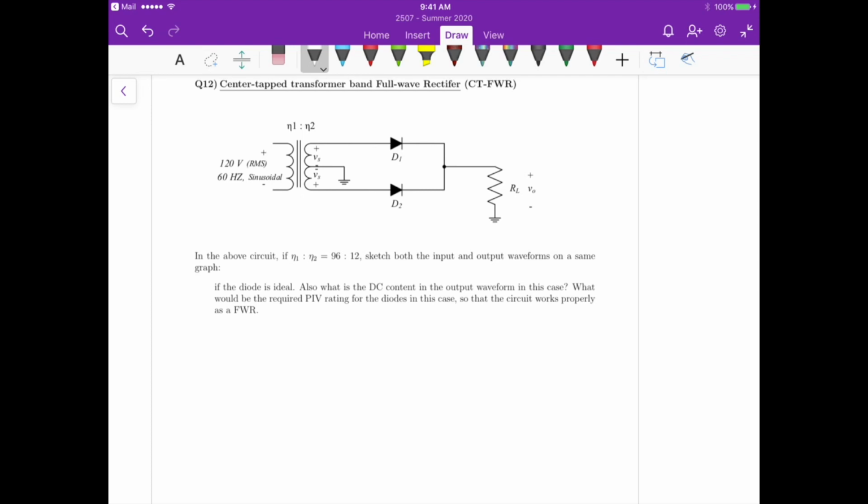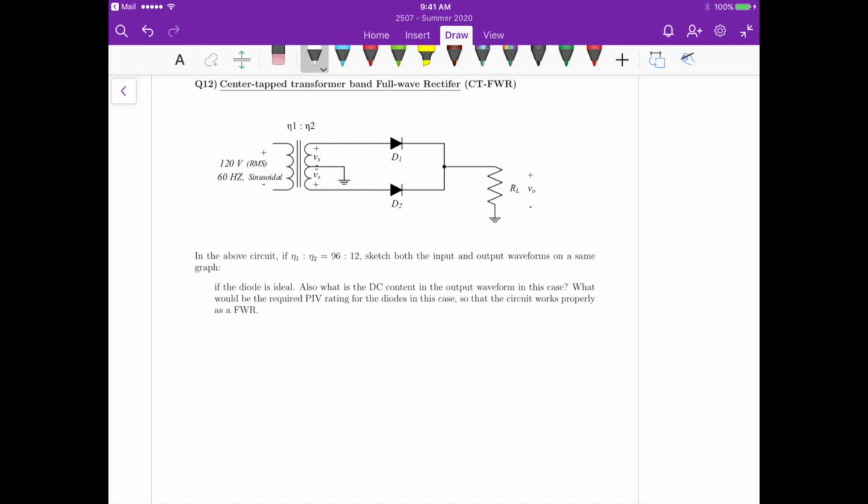So for question 12, we have this full wave rectifier using a center tapped transformer. We know that we have on the primary 120 volts RMS with 60 hertz, it's a sinusoid, and the turn ratio is 96 to 12. So we need to sketch both the input and output waveforms on the same graph if the diode is ideal. What is the DC, so it's what's the average voltage at the output, and what would be the peak inverse voltage rating for this case operating properly as a full wave rectifier.